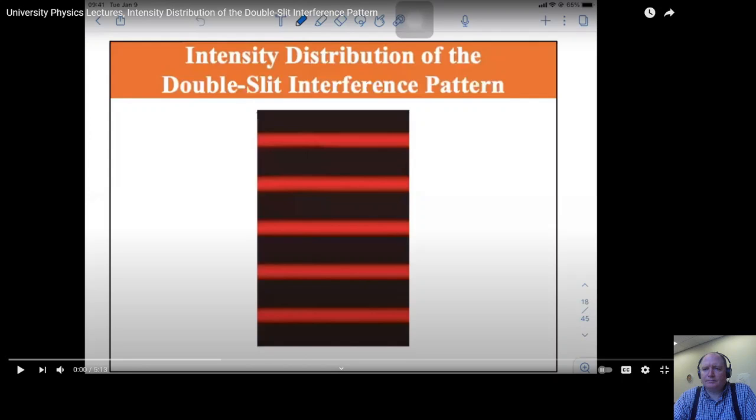All right, physics reaction video number 79. Today it looks like we're doing double slit. I don't know if it gets into multiple slits. Looks like the title seems to be just double slits. So here we go.